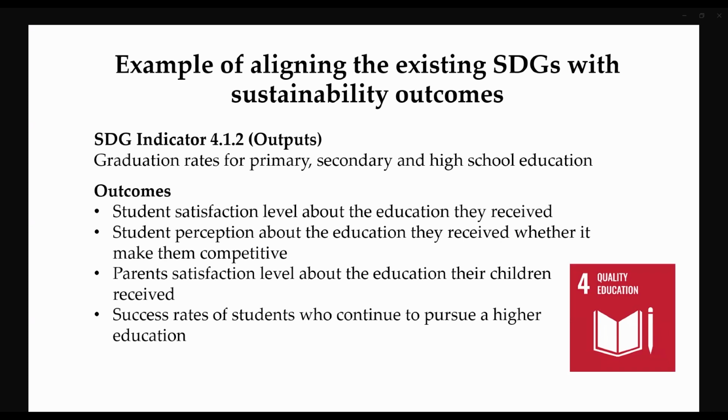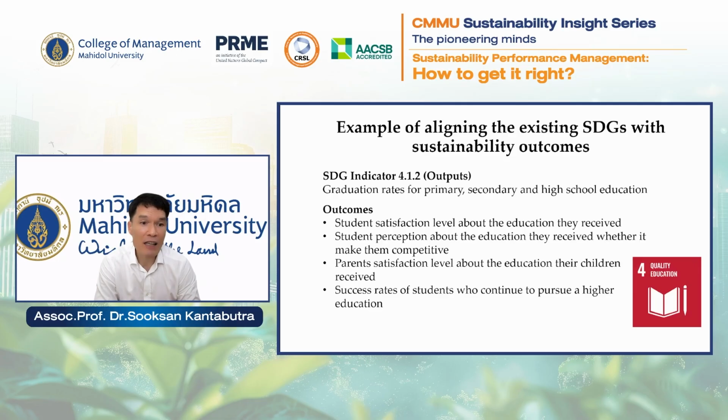So therefore, you probably have to add more outcomes as part of your SDG scheme. The outcome would be something like a student satisfaction level about the education they receive. Ask them how happy and satisfied they are with the education. Student perception about the education they receive, whether it makes them competitive. Ask them whether it makes them a better person, whether it helps them find a better job in the market and all that. Parent satisfaction level about the education that their children receive. Remember, parents are also your stakeholders, so ask them as well. And then the last one, success rate of students who continue to pursue higher education.